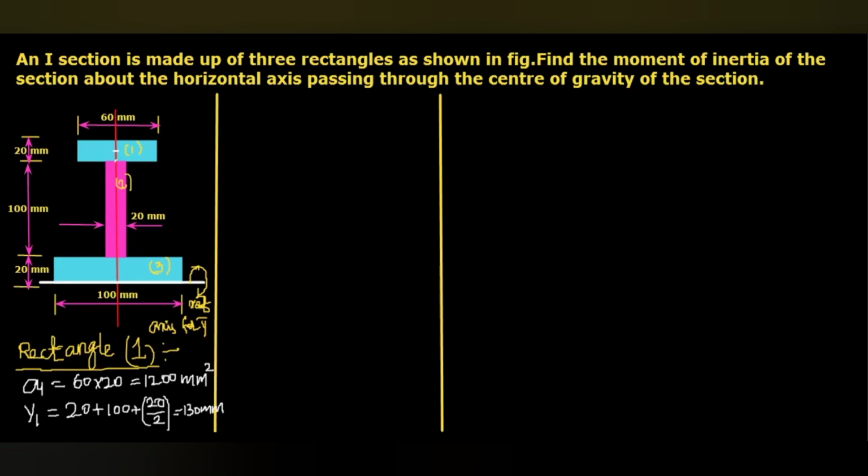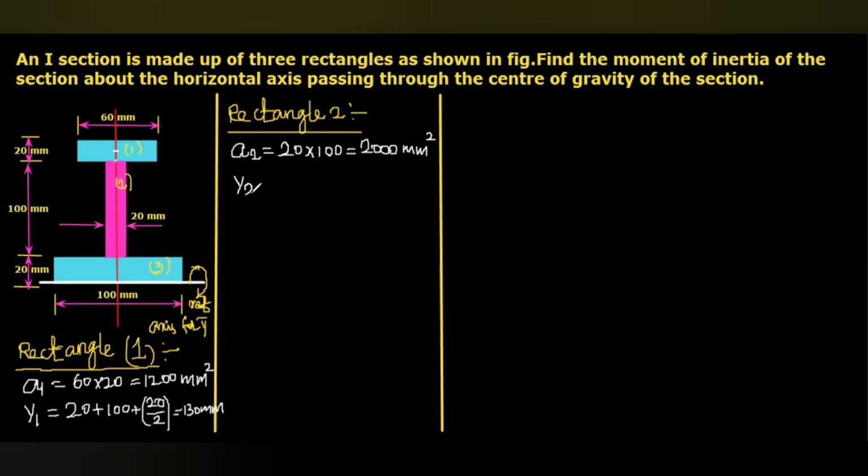Then we have to do the same calculation for rectangle 2, the second rectangle. For the second rectangle also, we have to calculate the area and the y value. So A2 for the second rectangle, the vertical dimension is 100 and the linear dimension is 20. So it will be 20 multiplied by 100, that is 2000 mm square.